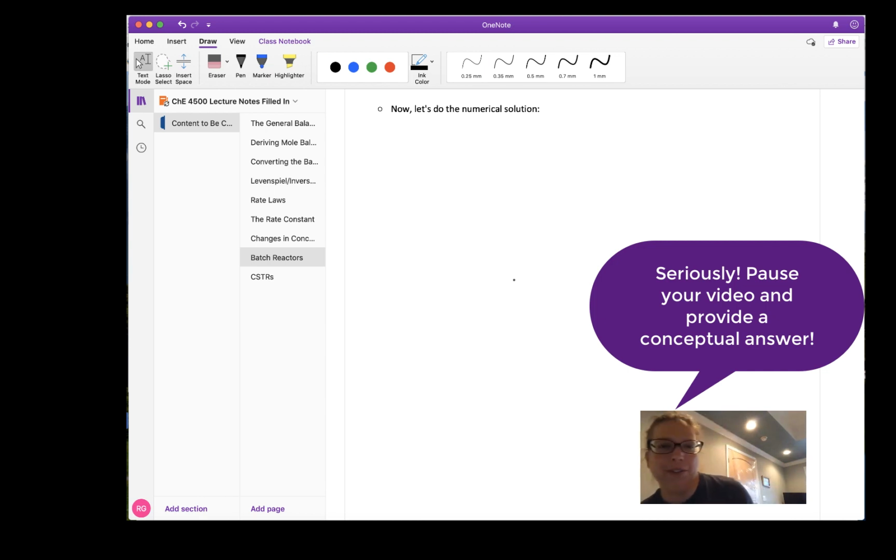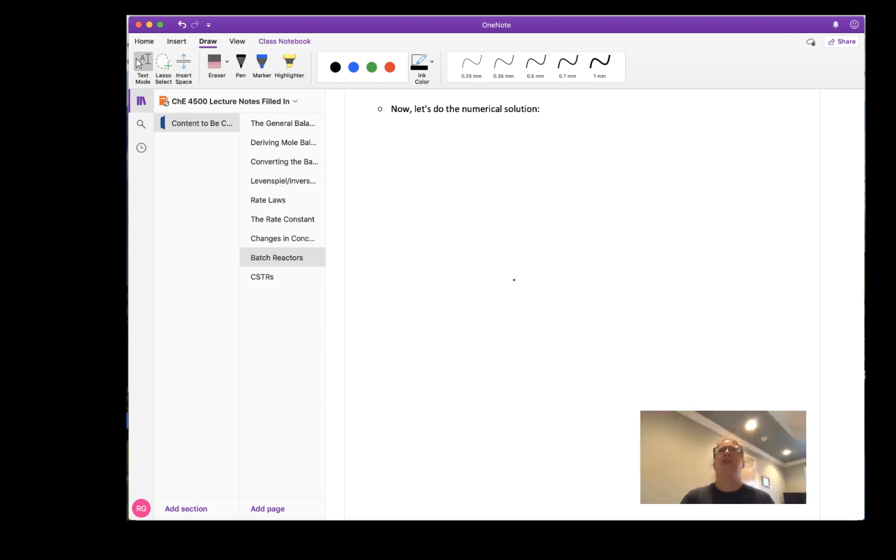Okay, so hopefully you took me up on my suggestion to answer this problem conceptually. Now let's do the numerical answer. So let's start out with the constant volume reactor. We're going to solve both of these. So case one, we'll say constant volume. By constant volume, I mean that the volume at time t is equal to the volume initially.